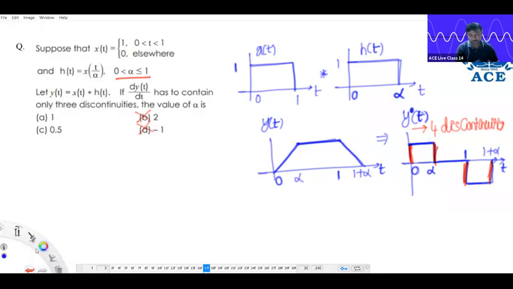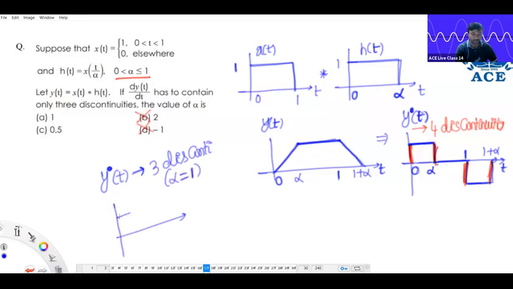But how many are expected, sir? In the question, how many are expected? Only 3 discontinuities. For that, alpha equals 1, you combine these 2 points. For that alpha must be 1. Indirectly, the original output is a triangle. As you are expecting only 3 jump locations, alpha must be 1, sir.